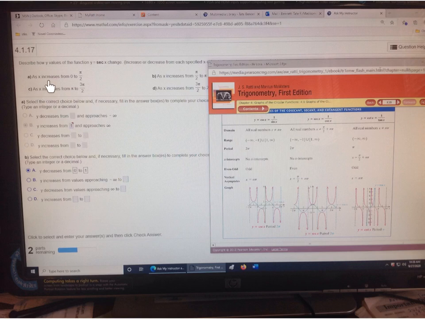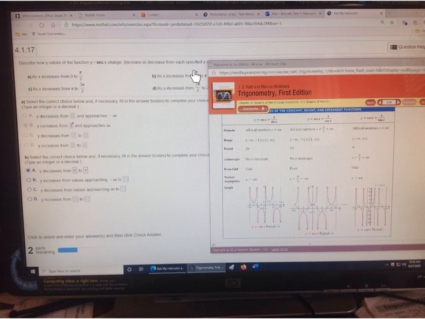It's asking, as x values go from 0 to pi halves, what's y doing? So you look on your x-axis here. Here would be 0, and here would be pi halves. What's the graph doing? It's starting at 1, and it's just going up and up to infinity. So y increases from 1 to infinity.